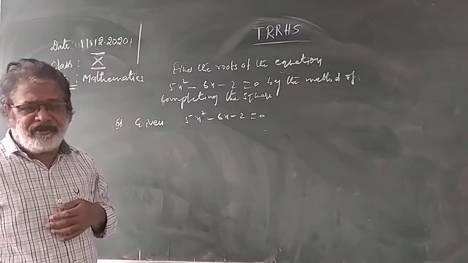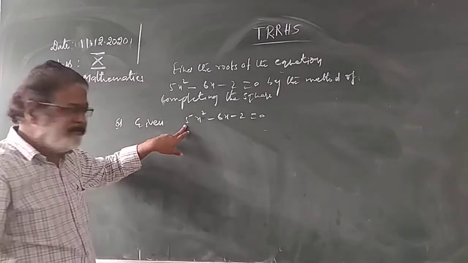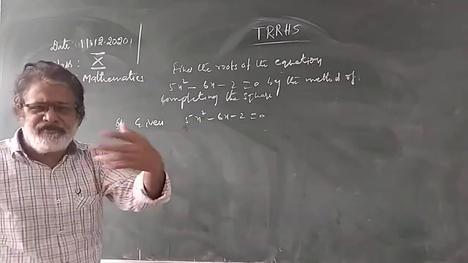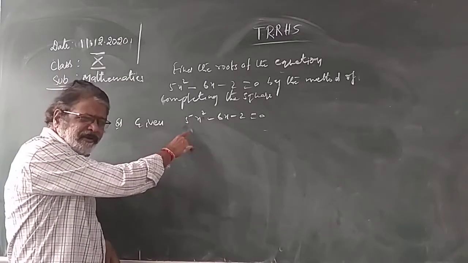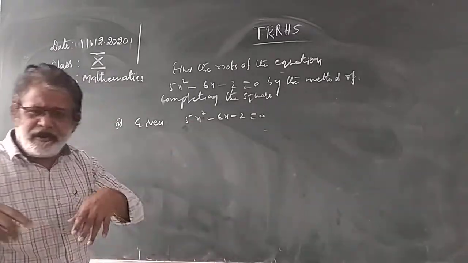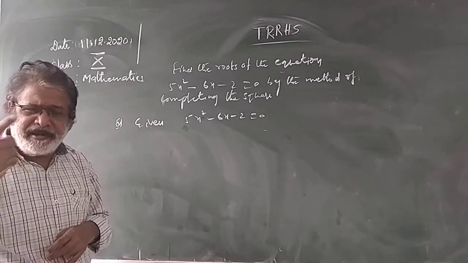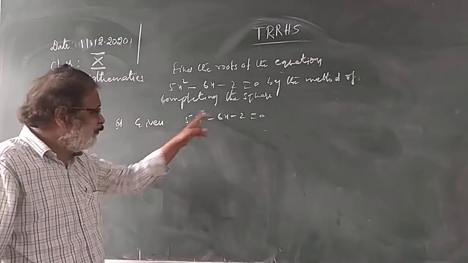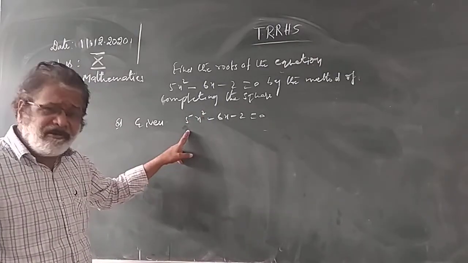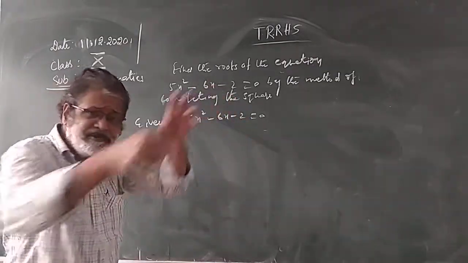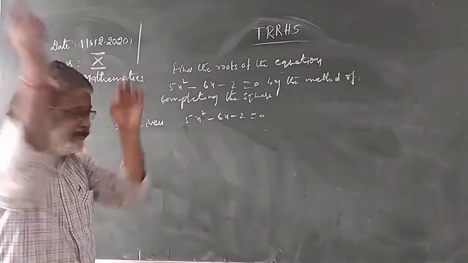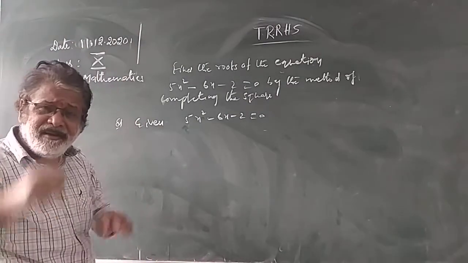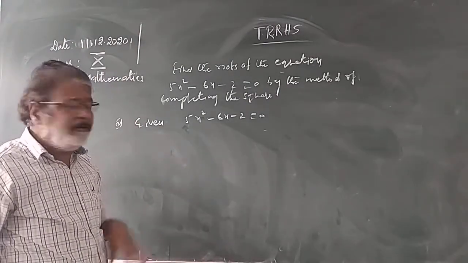If it is not a perfect square, we should divide throughout the equation by the coefficient itself. Whatever coefficient is there, divide by that coefficient. The second degree coefficient should be made 1. What is the coefficient of x²? It is other than 1, it is 5, so divide throughout the equation by 5. If it is 6, divide by 6. If 7, divide by 7. If it is not a perfect square, you divide by itself.